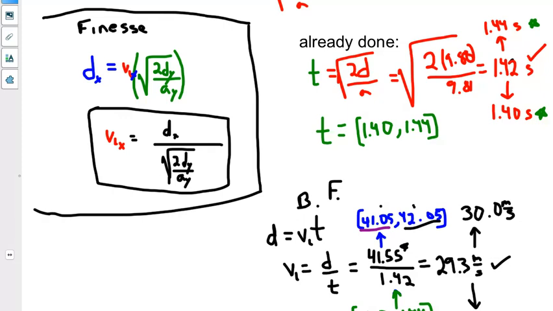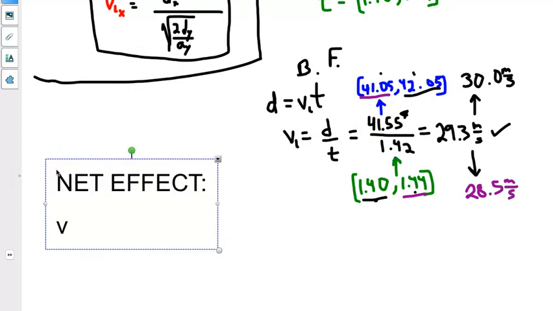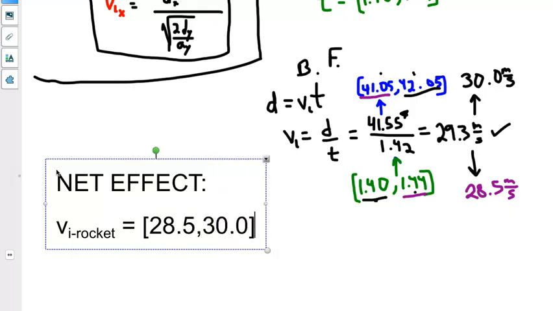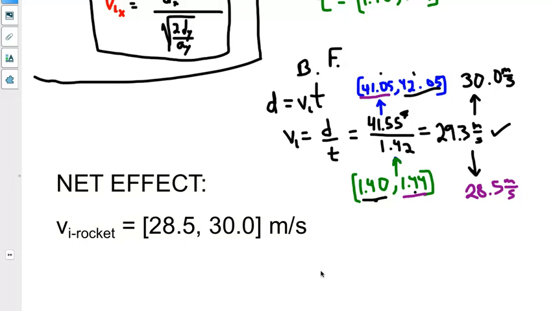So the net effect of all this slop that we just did over here, here's the net effect. The VI of the rocket, which was our whole goal for part 2, is anywhere in the range from 28.5 to 30.0 meters per second. That's the whole net effect of this business. That's why we did this. That's for part 2. Part 2 net effect.